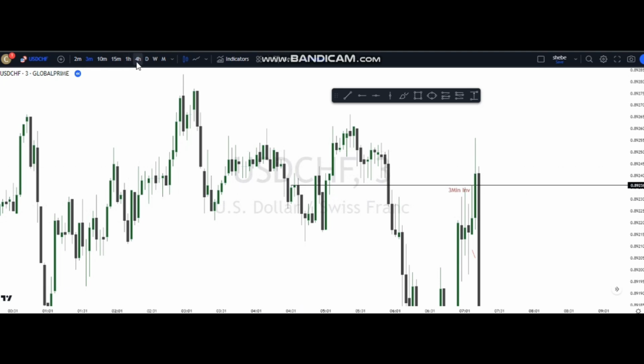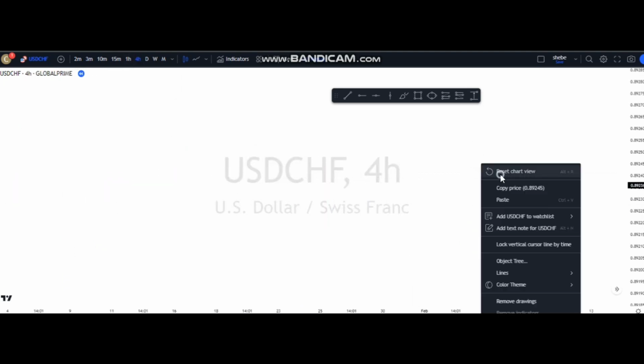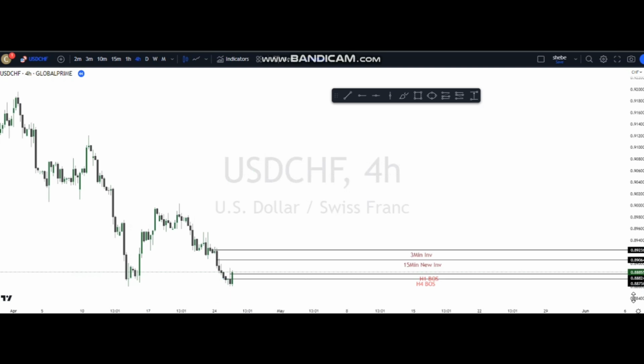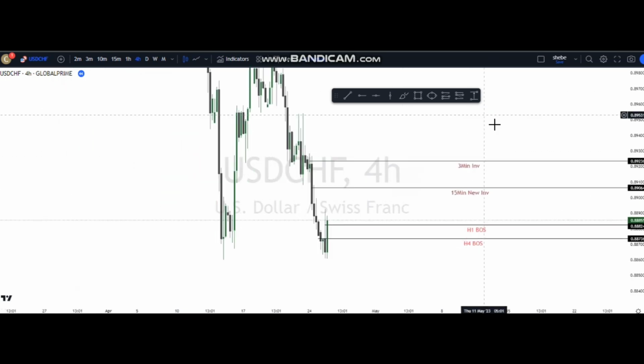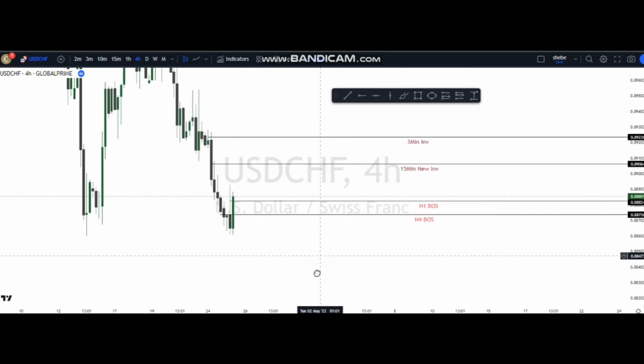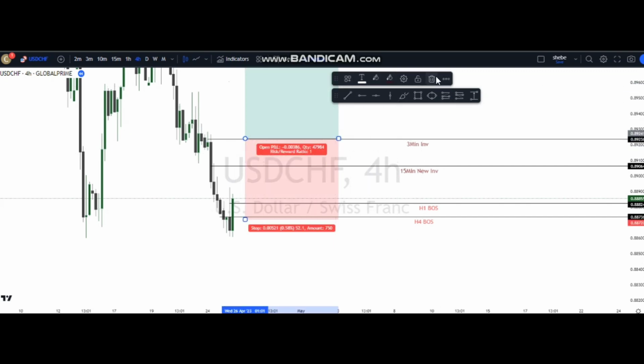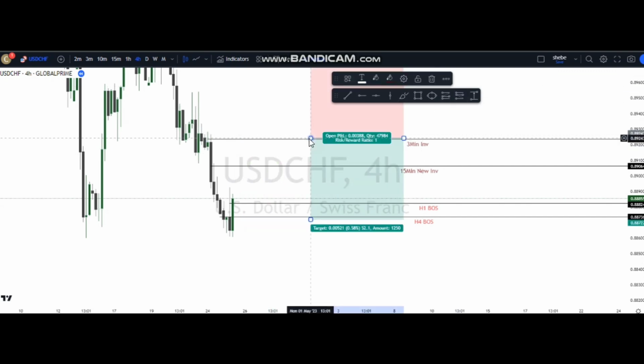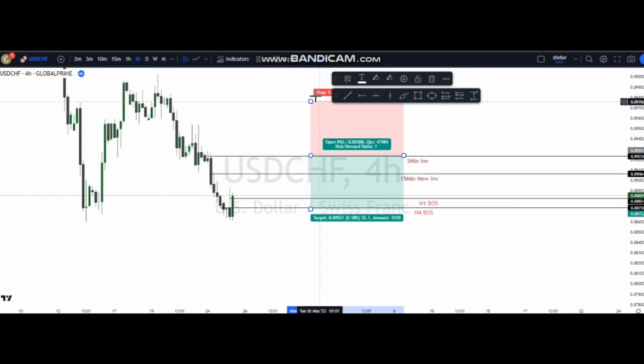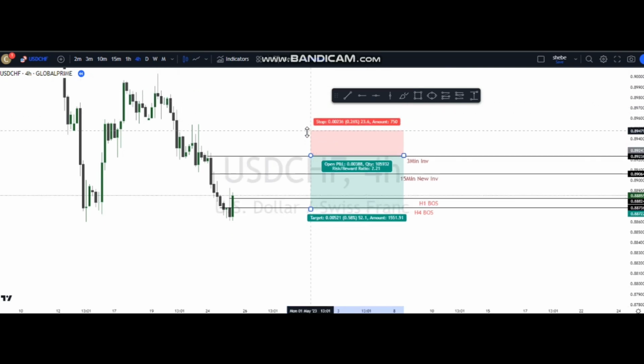What next? Just go and see here in our setup. Our aim was just to risk only 20 pips as usual. Our aim was just to risk only 20 pips from this point here. And here 20 pips.